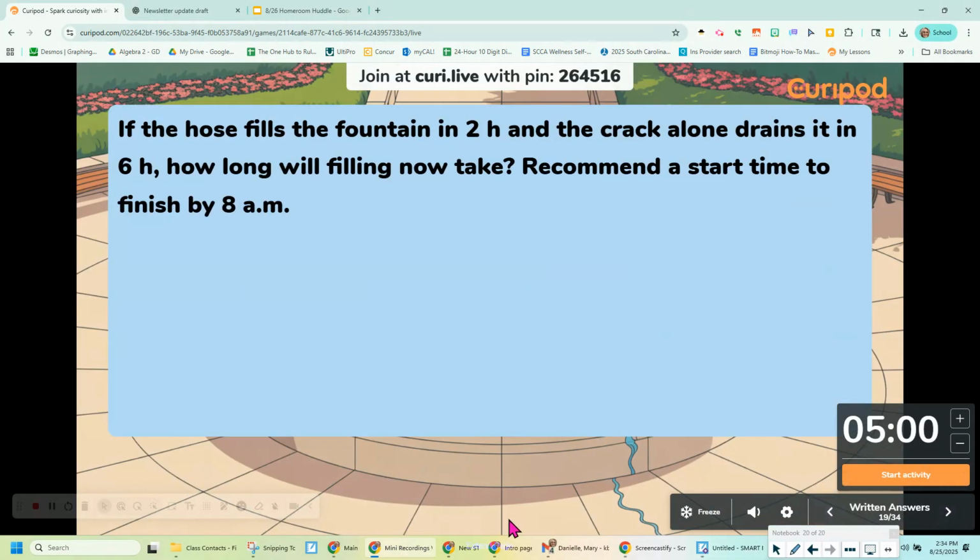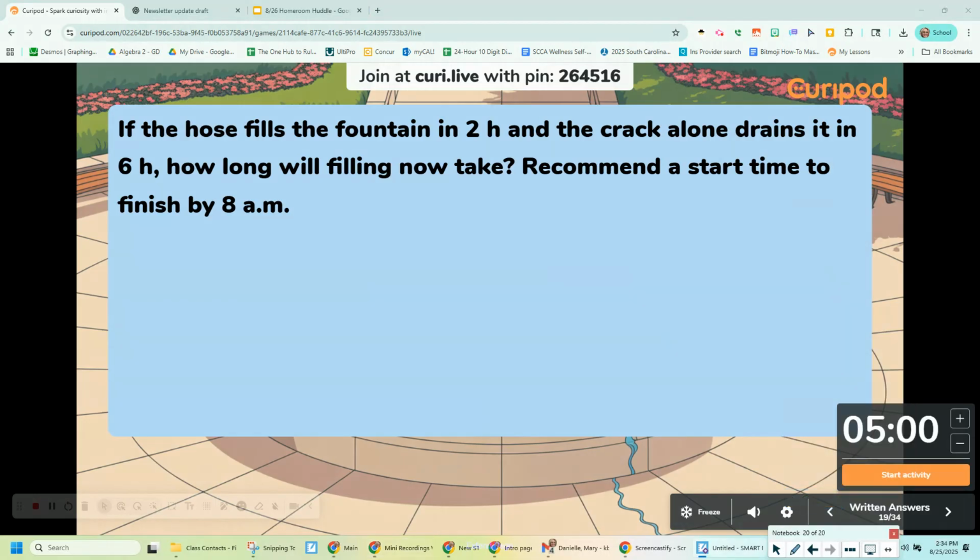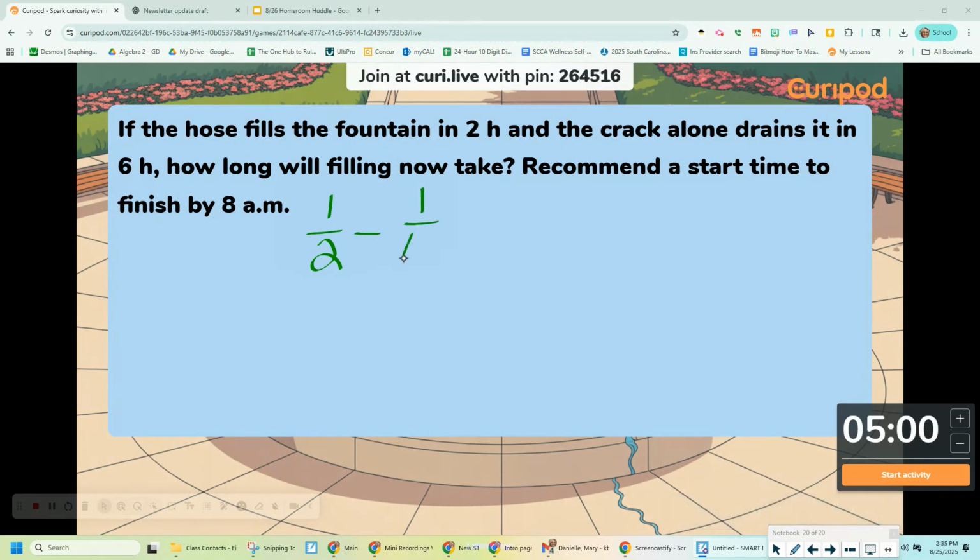So let's add some numbers in here. The hose fills the fountain in 2 hours. So I have one fountain filled in 2 hours. And the crack alone drains it in 6 hours. How long will filling now take? So I just put numbers in there for my hours of filling and hours of leaking, and I'm going to solve it to see how long it'll take now, combining the two. And we want to recommend a start time in order to fill that fountain by 8 a.m.